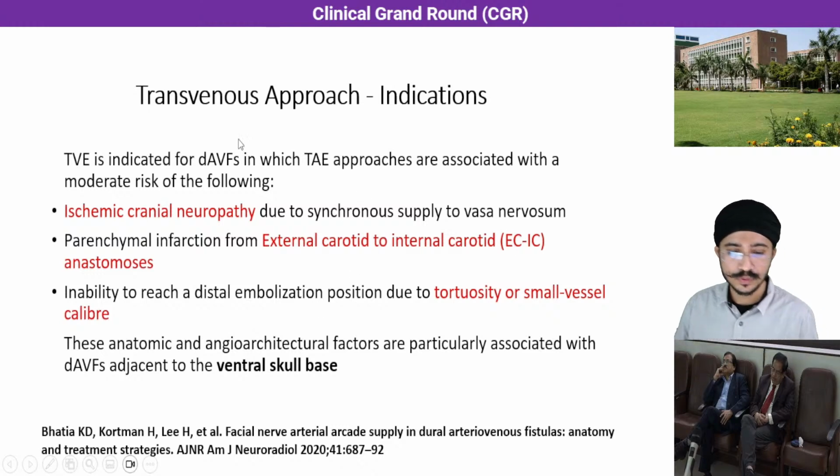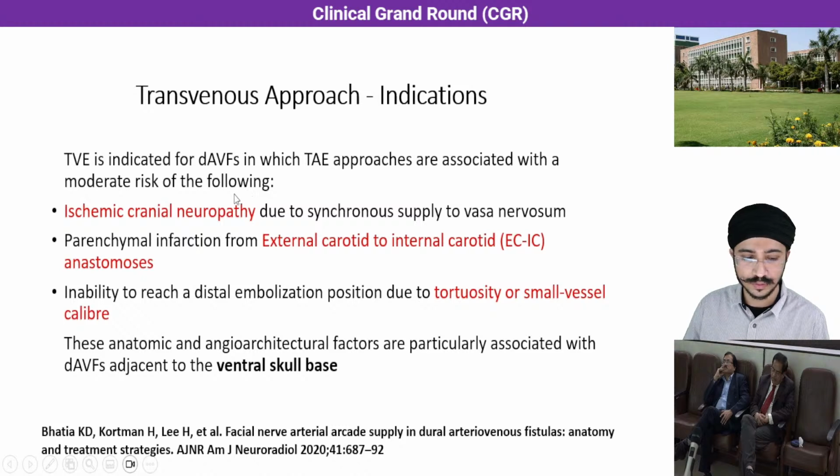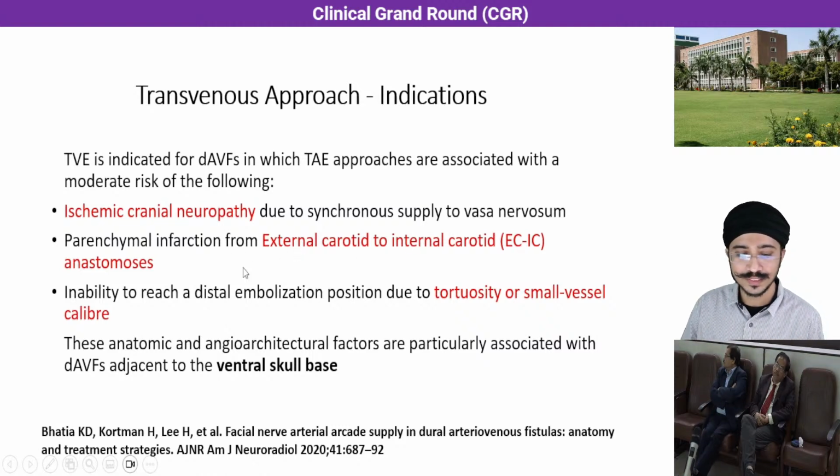Then the transvenous approach. What are the indications of the transvenous approach? It is indicated in dural AV fistulas where the transarterial approach is associated with a moderate risk of the following: ischemic cranial neuropathy due to synchronous supply to the vasa vasorum, parenchymal infarction due to the risk of ECIC anastomosis, and inability to reach the distal embolization position due to the tortuosity of the vessels. And all these anatomic and angioarchitectural factors are associated with fistulas in the ventral skull base.